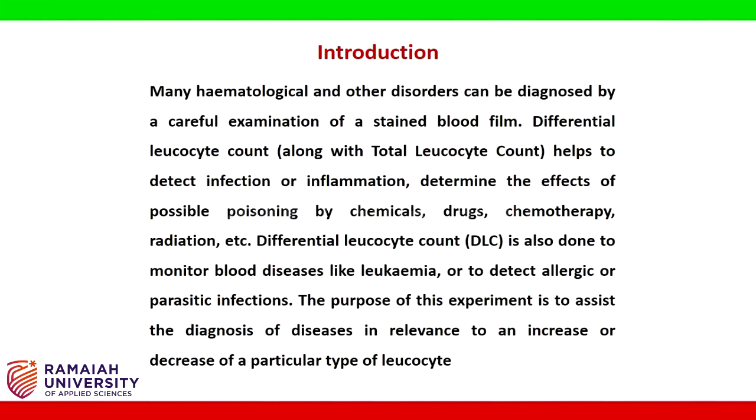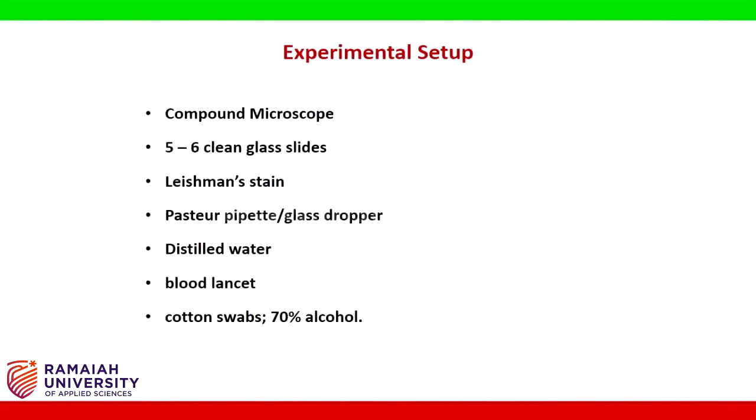The purpose of this experiment is to assist the diagnosis of diseases in relevance to an increase or decrease of a particular type of leukocyte. Experimental setup: compound microscope, 5 to 6 grease-free clean glass slides, Leishman stain, Pasteur pipette or glass dropper, distilled water, blood lancet, cotton swabs and 70% alcohol.